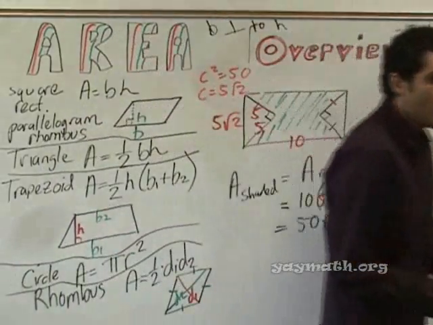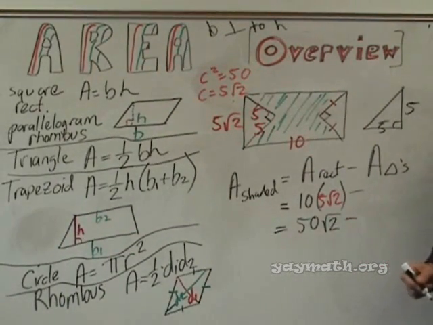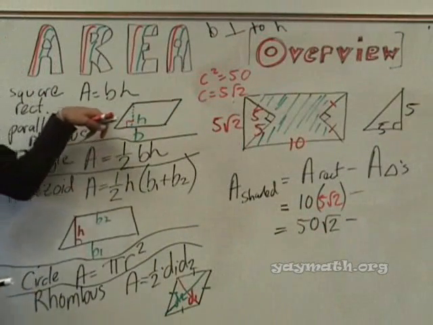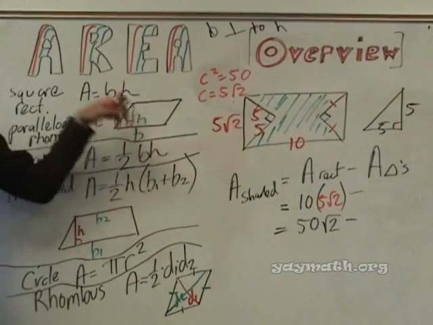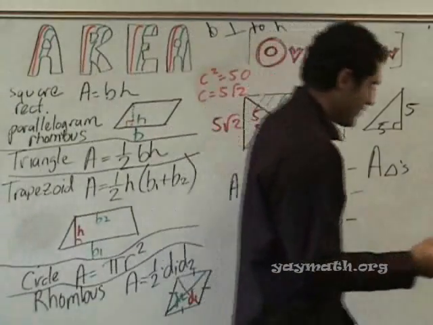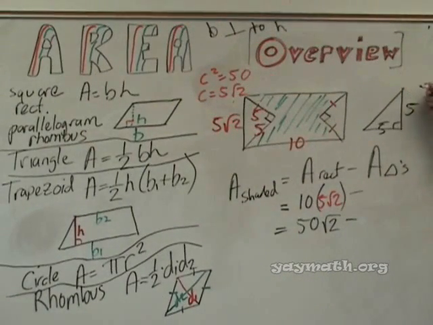In every shape. Do you agree it's the same here with the parallelogram? Do you see it up here? Base and height perpendicular? Yes. Same thing. Base and height perpendicular in the trapezoid. Okay, good clarification. Now let's do the area of one triangle.